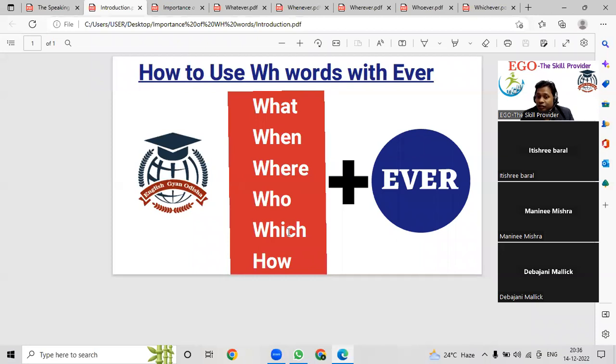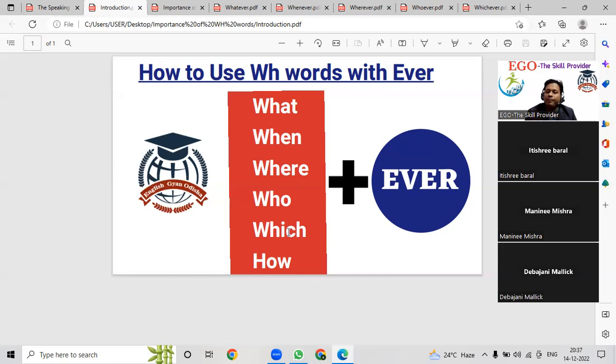Why is not here, because why ever is not viable in English. You can say what plus ever, whatever. When plus ever, whenever. Where plus ever, wherever. Who plus ever, whoever. Which plus ever, whichever. How plus ever, something called however. But there is nothing called why plus ever, why ever. So that's why I missed it out. I don't mention it here.